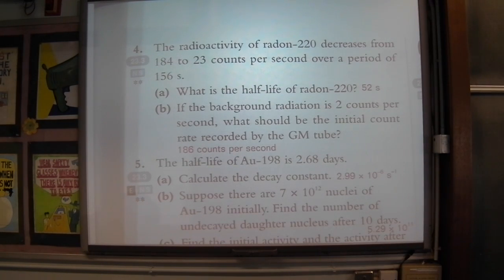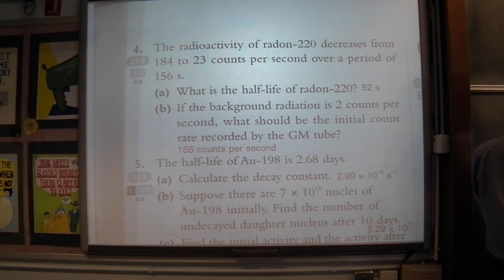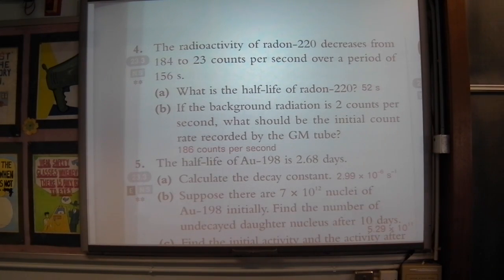So, do the calculation. 23 divided by 184 and then take the natural log. We obtain minus 2.079 equals minus k times 156. So I obtain k equals 0.0133.